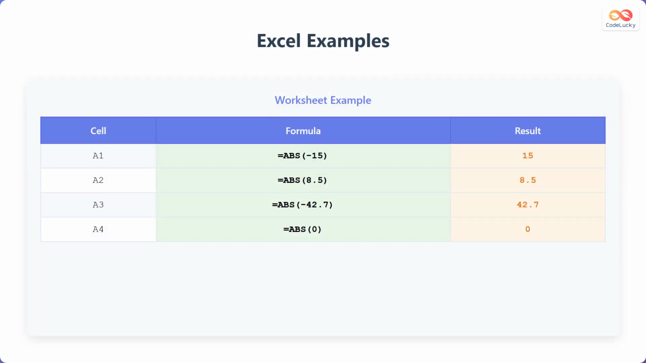Here are some examples of how to use the ABS function in an Excel worksheet. In cell A1, the formula =ABS(-15) returns 15. In cell A2, the formula =ABS(8.5) returns 8.5. In cell A3, the formula =ABS(-42.7) returns 42.7. And in cell A4, the formula =ABS(0) returns 0.